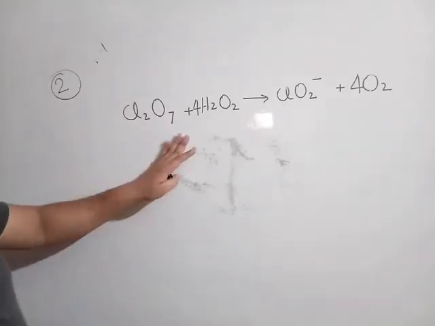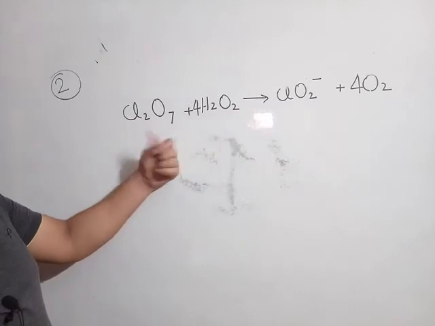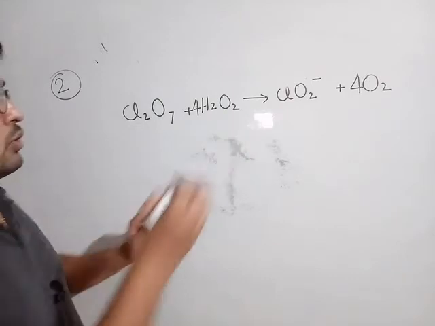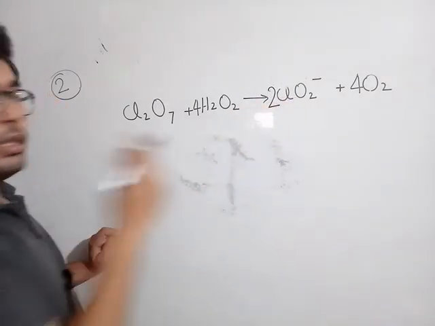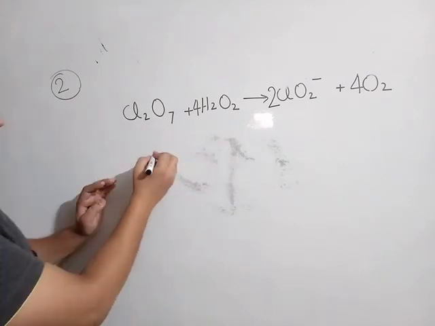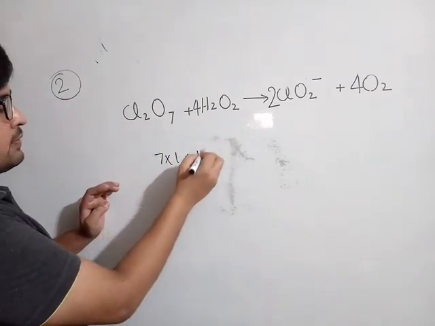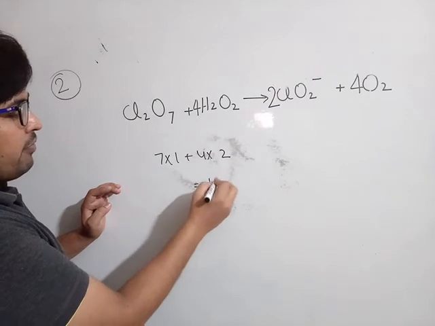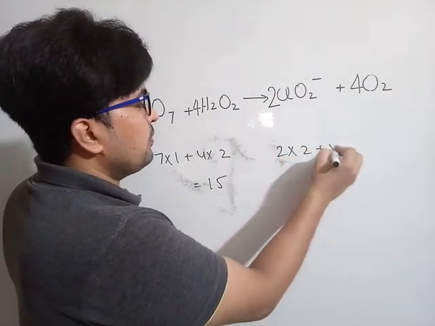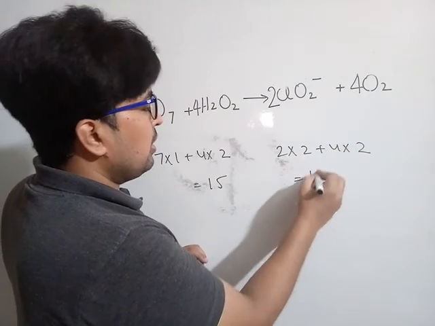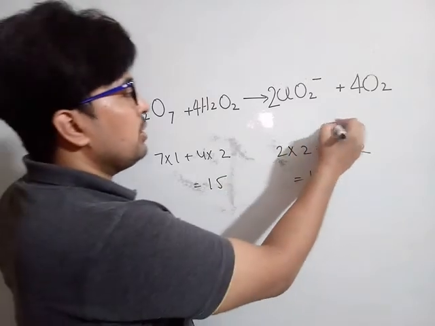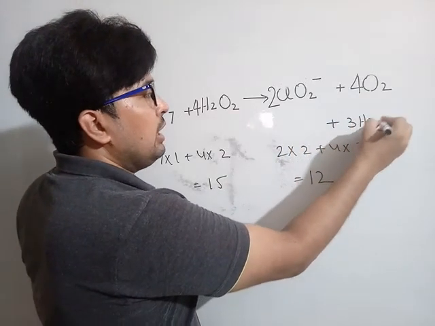The next step is to balance all the elements apart from O and H. If we check here, Cl we have 2 on one side and 1 on the other, so we'll multiply by 2 in that equation. Next, balance oxygen by adding H2O. We have 7 into 1 plus 4 into 2, a total of 15 oxygen in the LHS. On the RHS, 2 into 2 plus 4 into 2 is equal to 12. So the RHS has less oxygen, and we'll add 3 H2O in the RHS.